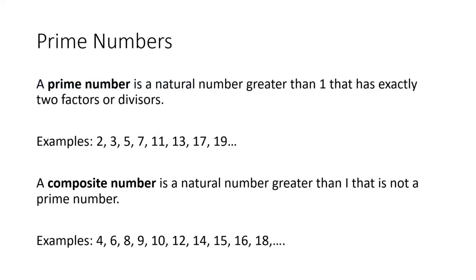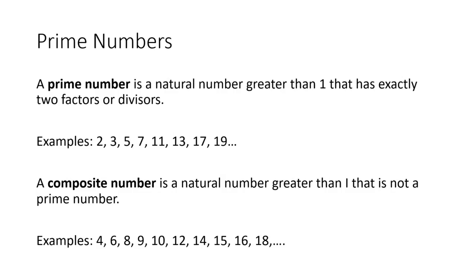This leads us to prime numbers. Prime numbers are the building blocks of all of the numbers. And the way that you identify a prime number is that it has to be greater than 1. So this excludes number 1. 1 is actually called the unit. It has to be greater than 1, and it has to have exactly 2 factors or divisors.